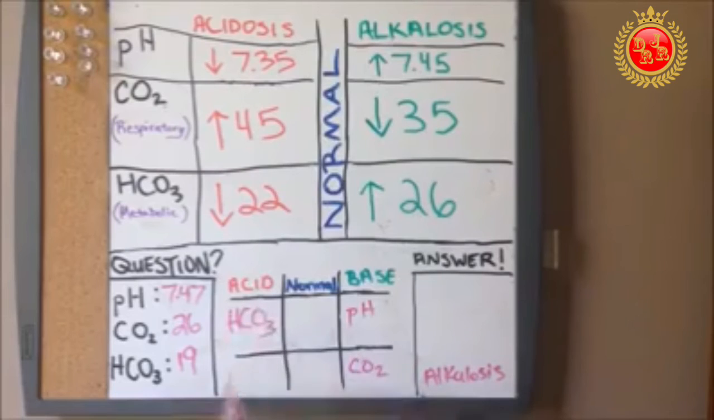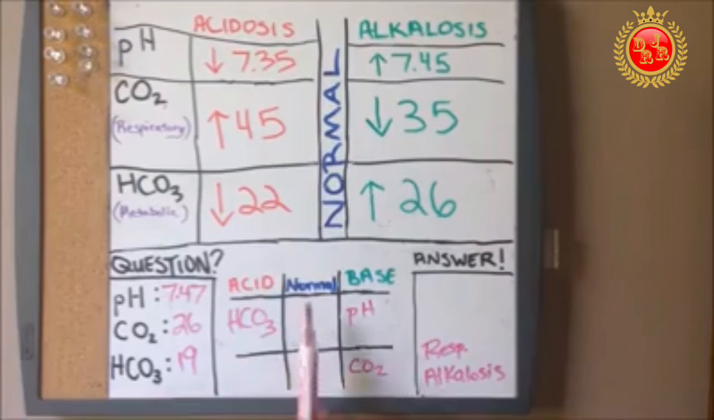Now we haven't seen this before, so let's try and understand what this means. I've been saying that whatever falls in the same column as the pH is the cause of our pH problem. So what we know, CO2 is in the same column as pH. This is the same concept that we've been learning. CO2 is respiratory. So what we have is respiratory alkalosis. But we're not finished, okay? We have this HCO3 over here, and it's not in the normal column like we've been seeing. So what does that mean? All right, what we have here is respiratory alkalosis.